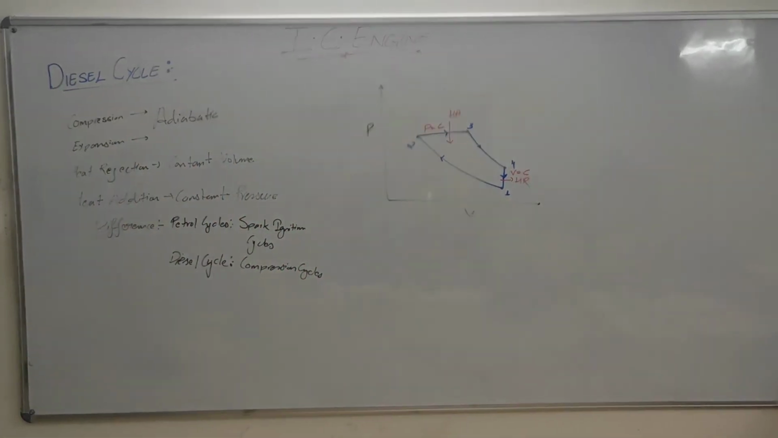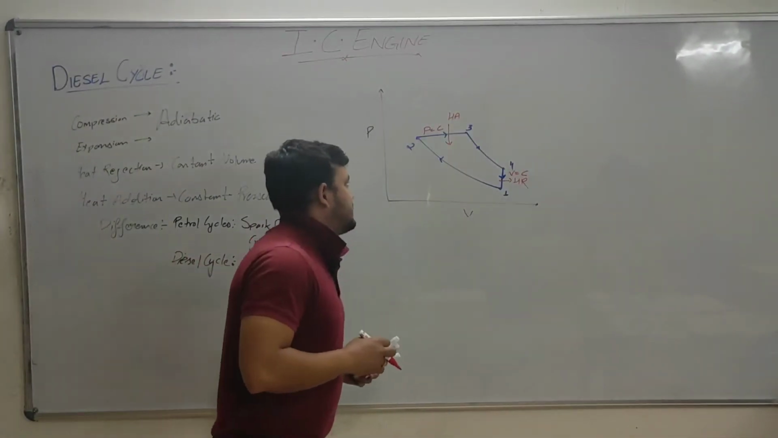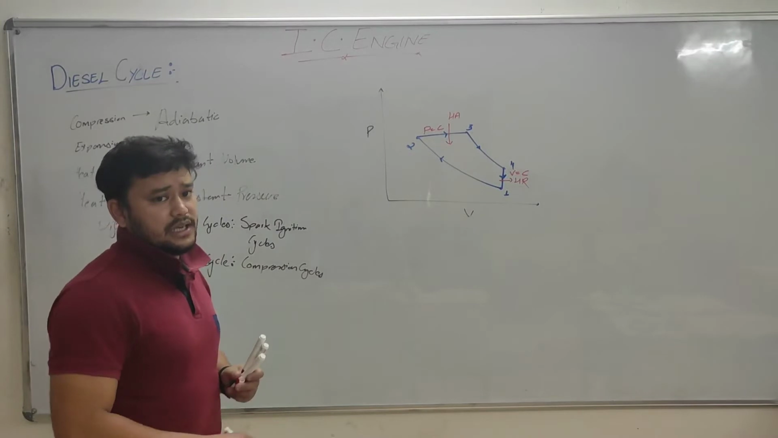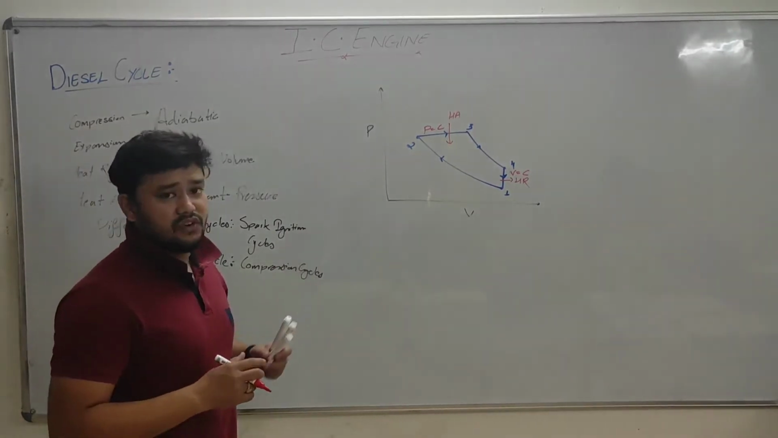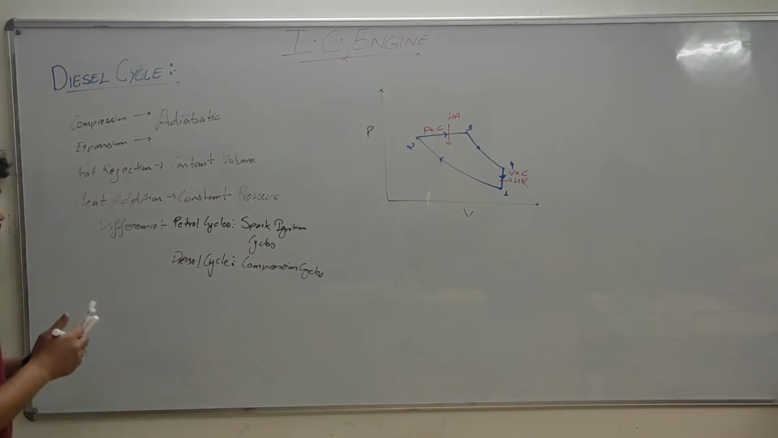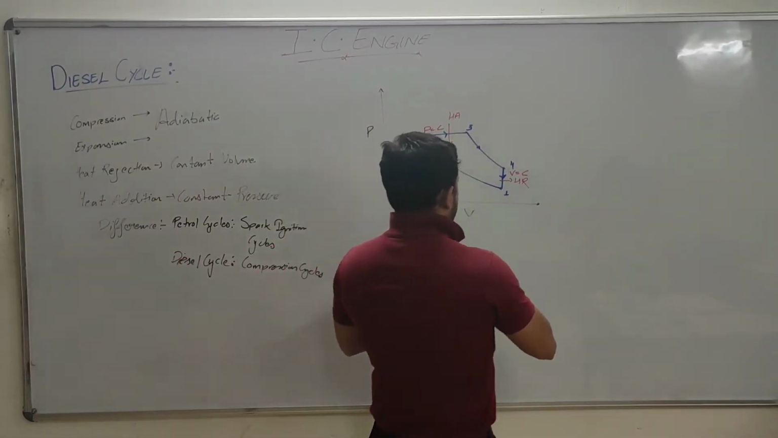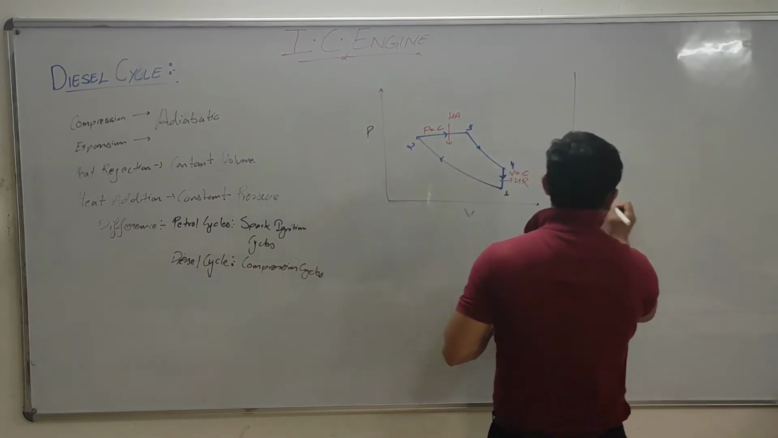So the main difference between the petrol cycle and the diesel cycle is that heat addition takes place at constant pressure in the diesel cycle, and in the petrol cycle heat addition takes place at constant volume. So this will be the PV diagram of the diesel cycle. Now we will draw the TS diagram of the diesel cycle.